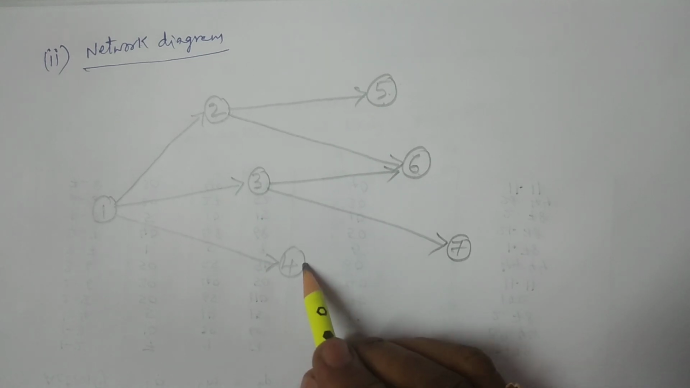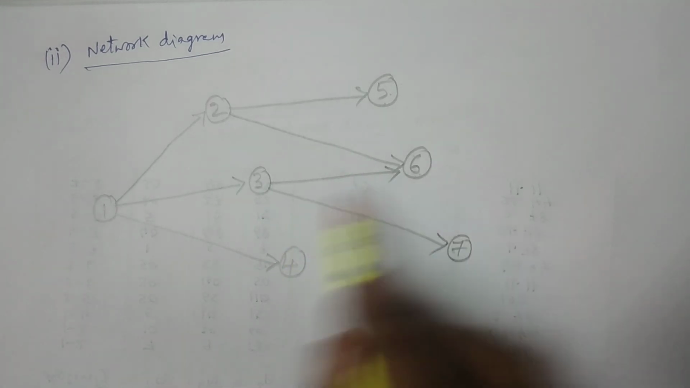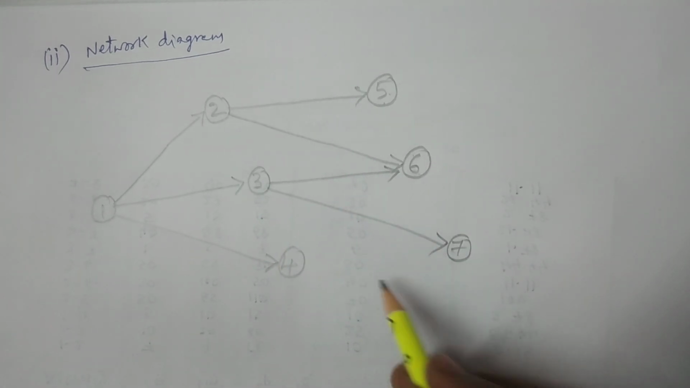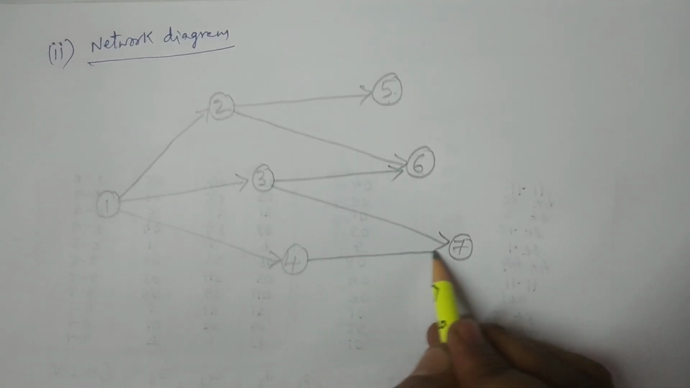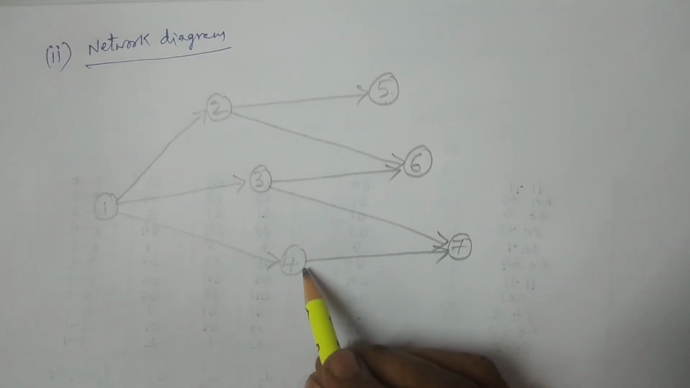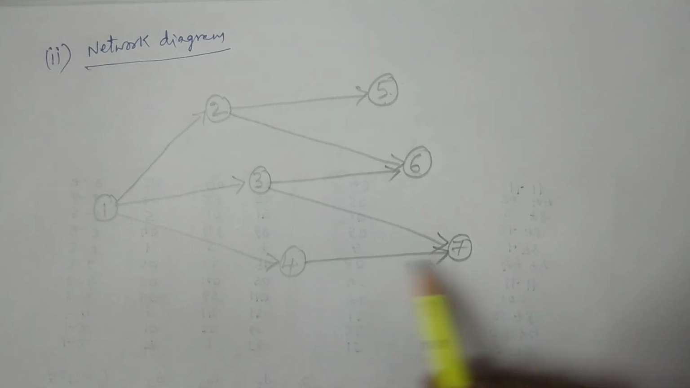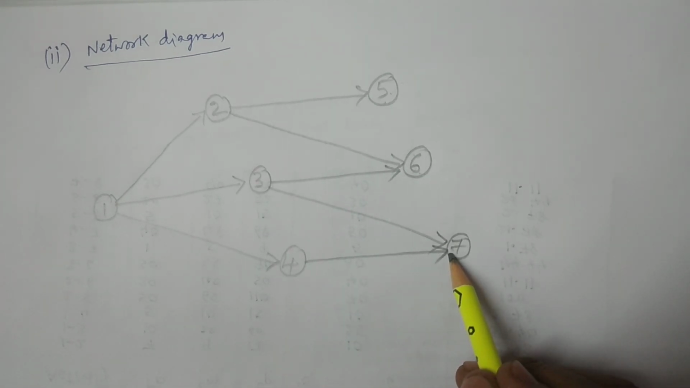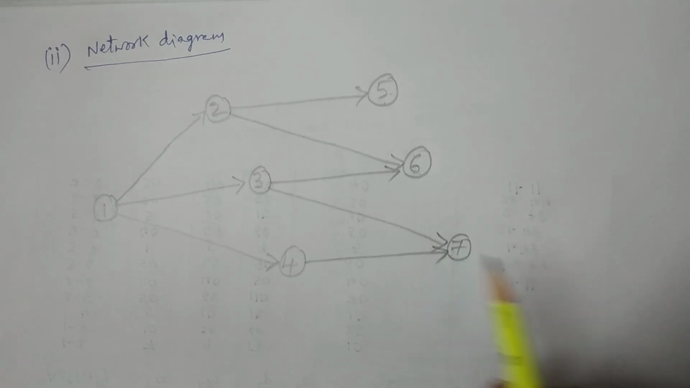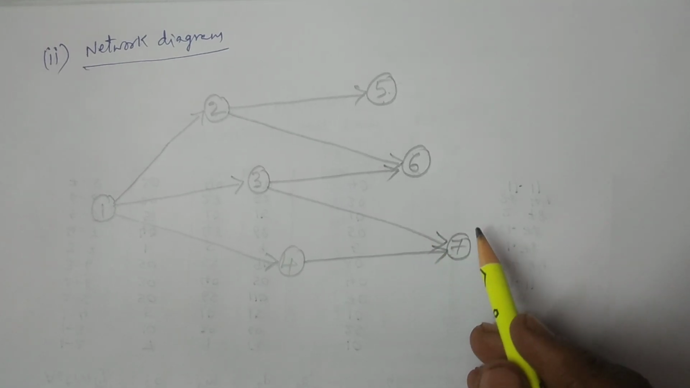From 4 to 6 and 3 to 7 I have drawn here, and 4 to 7 also we have. So therefore I'm taking one particular connection from 4 to 7. So therefore it was finished like this. So it's a very simple diagram, right?